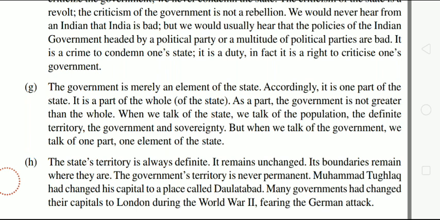The state's territory is always definite. It remains unchanged. Its boundaries remain where they are. The government's territory is never permanent. Muhammad Tughlaq had changed his capital to a place called Daulatabad. Many governments had changed their capital to London during World War II, fearing the German attack.